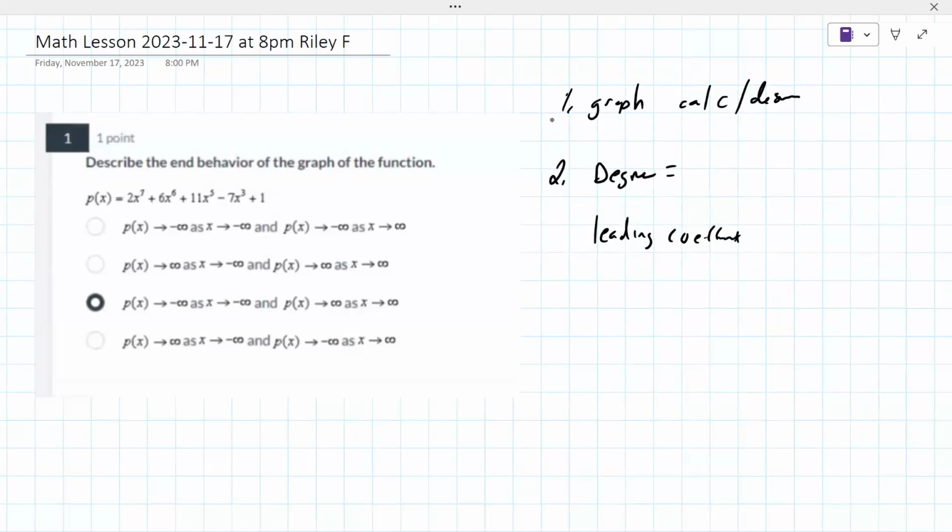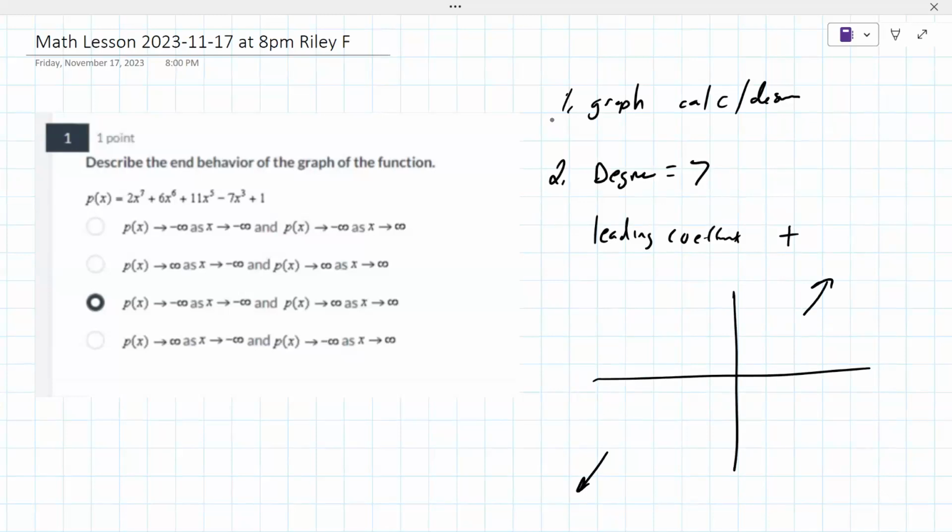Do you know the degree of this? Tell me the degree. Is it 7? It is 7. And is the leading coefficient positive or negative? Positive. It's positive. Okay. So in this case, it's odd, which means it starts low and ends high.